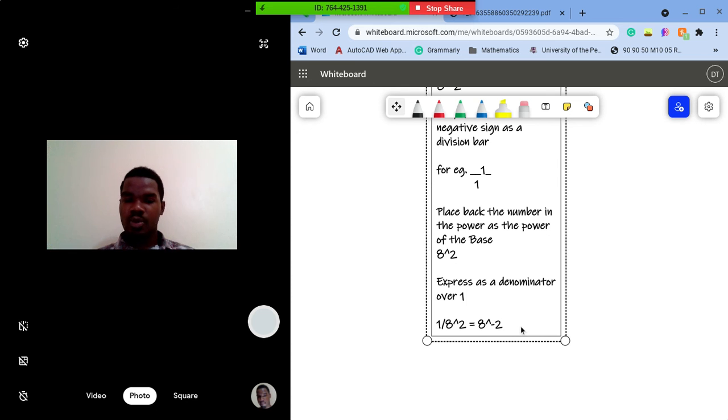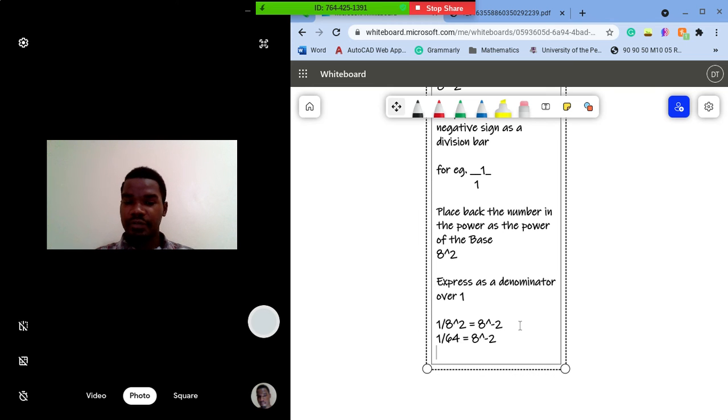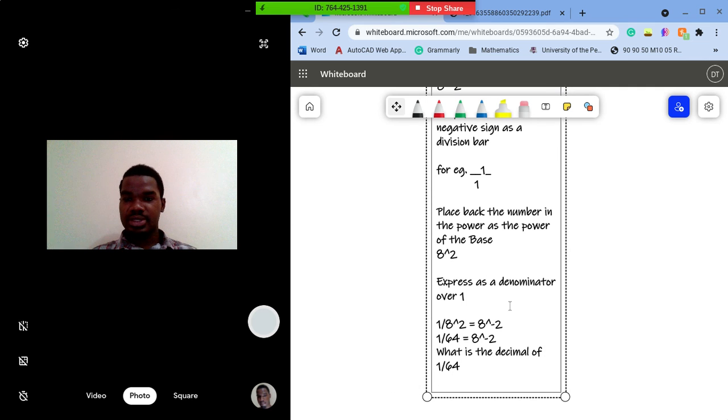What is 8 to the 2 again? 8 to the 16, right? No, 64. Okay. So we're going to have 1 divided by 64 is equal to 8 to the negative 2. And we can go even further. We can say, what is the decimal of 1 divided by 64? You're going to just simply say, how many times can 64 go into 1?